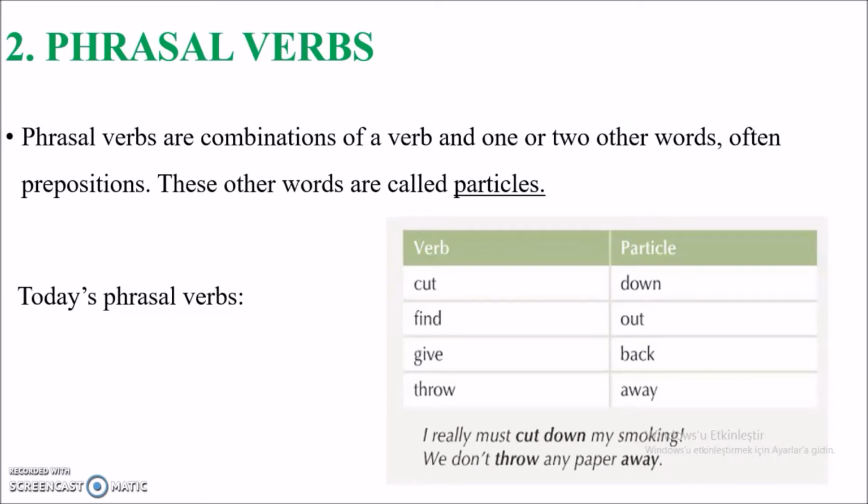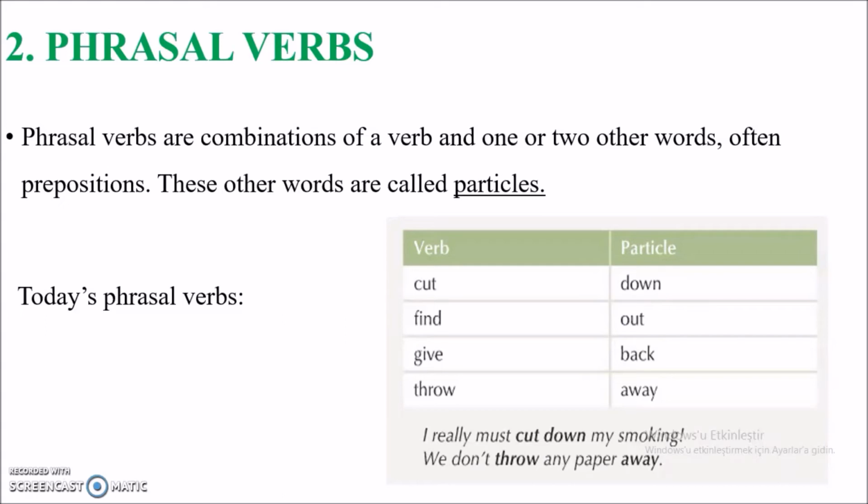But there are some other phrasal verbs that we are going to cover later. Okay? So we have the verb part in the chart: cut, find, give, and throw. And the particles are the prepositions like down, or some other words like out, back, or away. So you should know that phrasal verbs often have a different meaning from the verb on its own. This is what we mean.